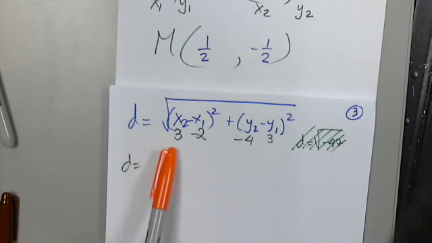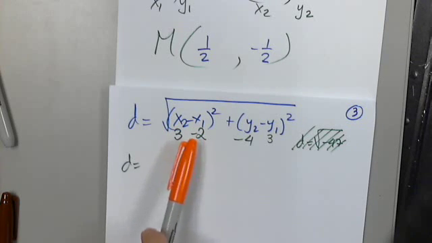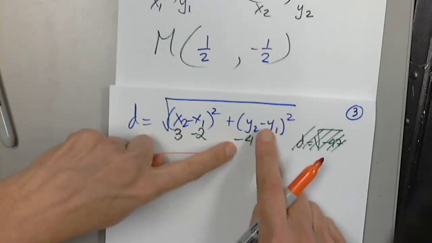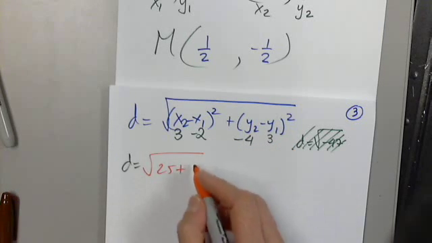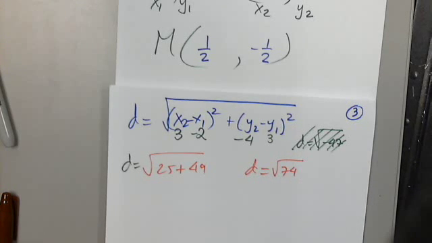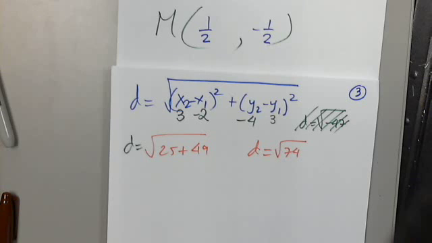So let's do this together. How much is 3 minus negative 2? Let's try again. 3 minus negative 2 is 5. How much is 5 squared? Very good. Plus negative 4 minus 3. Negative 7 squared. Very good. So then the distance is the square root of 74. That's it. Any questions?